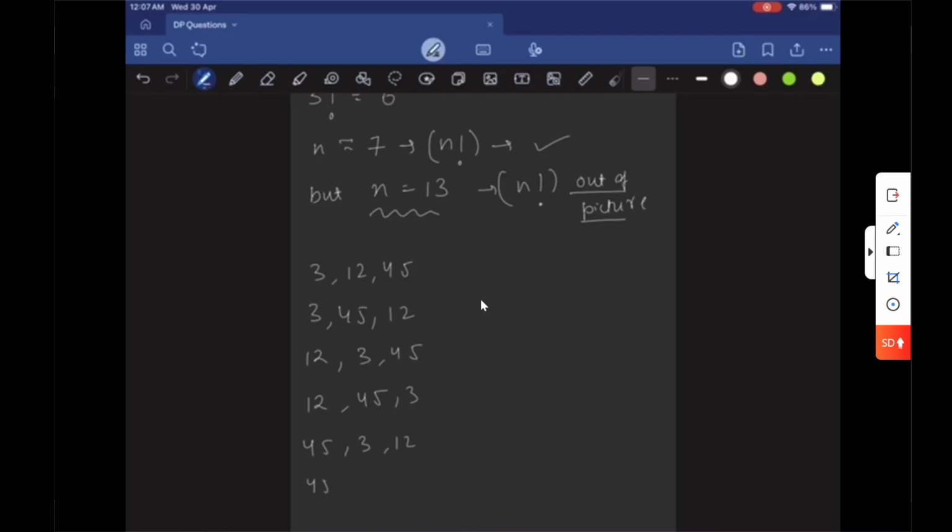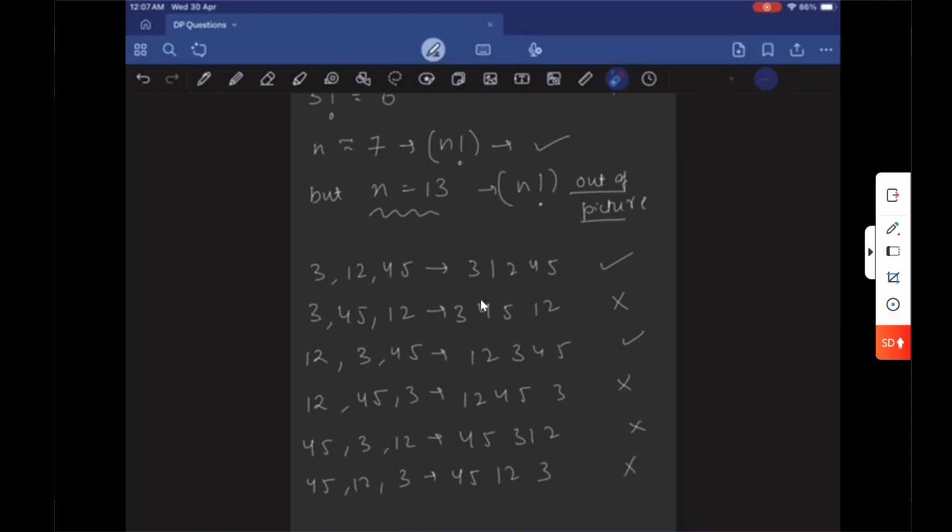Interesting. So after concatenating it, the number that I would get is 31245. Yes, it is indeed divisible. 34512, not divisible. 12345, yes, divisible. 12453, not divisible. 45312, not divisible. And 45123 is also not divisible.